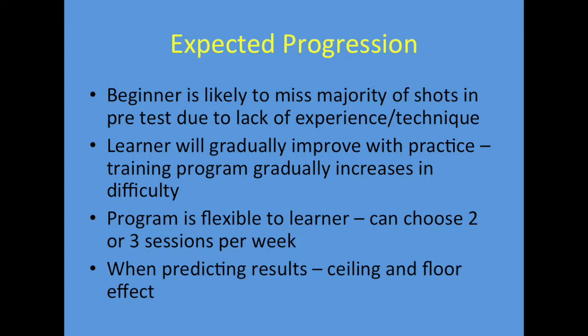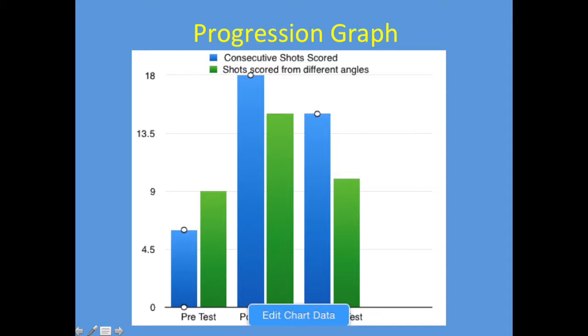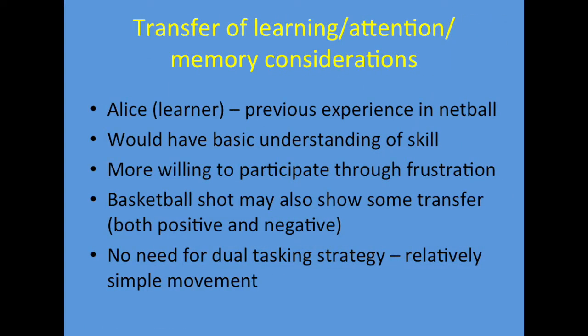And when predicting the results, we will be considering the ceiling and floor effect to ensure the program is appropriate for the individual's needs. So our learner Alice has had previous experience playing netball, so she'd be able to reuse the skills she has learnt from previous experience in developing her shot on goal performance even further. She would already have a basic understanding of the required skills to be successful and would be more willing to participate through frustration.